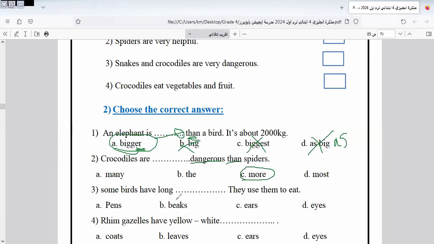Okay. Some birds have long beaks. They use them to eat. Birds have what? Have beaks. Excellent. Gazelles have what? Coats are clever pupils. Let's continue the rest of the exercise.